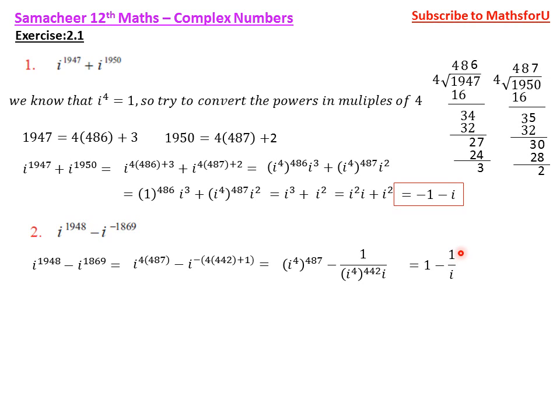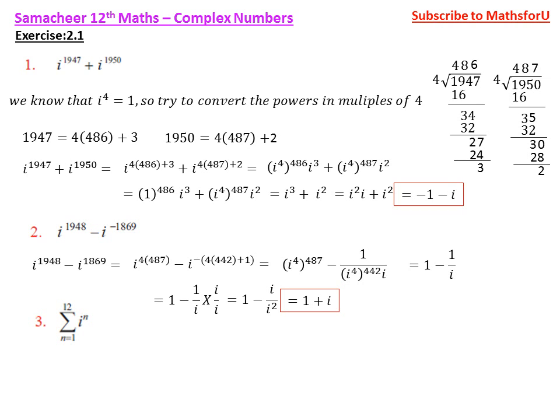What can we do with 1 by i? Can we multiply and divide by i? So we are going to take the conjugate. So that will become 1 minus i by i square. The i square value is minus 1. So the minus and that minus make plus. So 1 plus i is the answer.